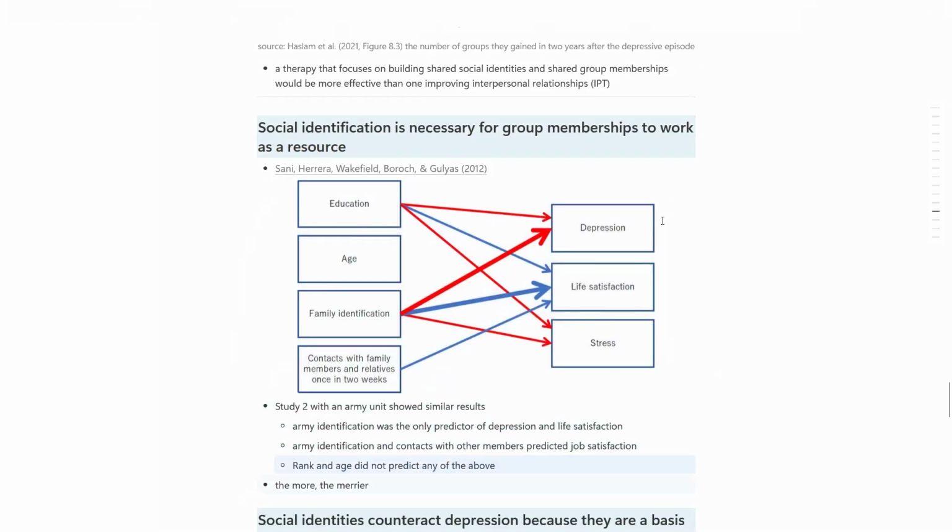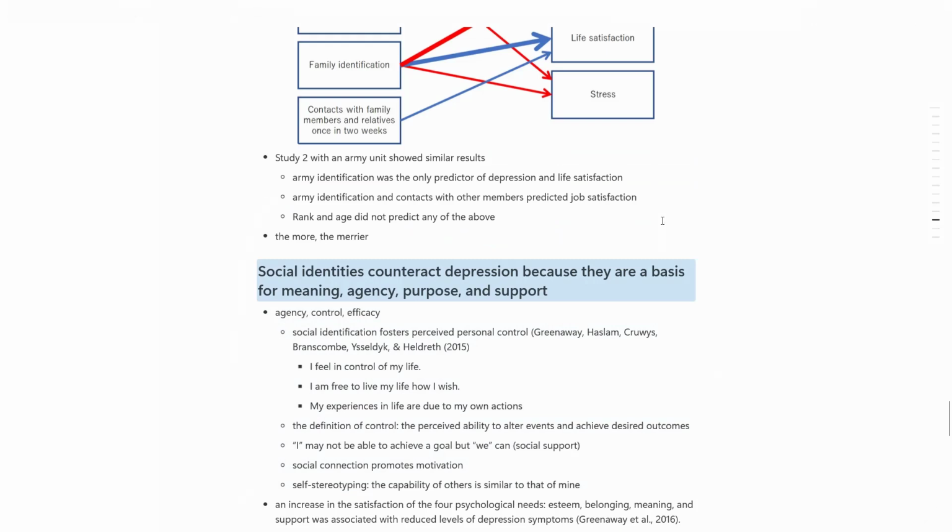Okay, let's move on. So, social identities counteract depression because they are a basis for meaning, agency, purpose, and support. I think through chapter 2 and also in chapter 5, I talked about how belonging to groups can give meaning to their lives, and can also provide a clear self-concept. And belonging to groups, for example, belonging to a company, maybe gives you purpose in life, what you do with your identity as a member of a company. So by belonging to some kinds of groups, you can find what you do with your time, basically.